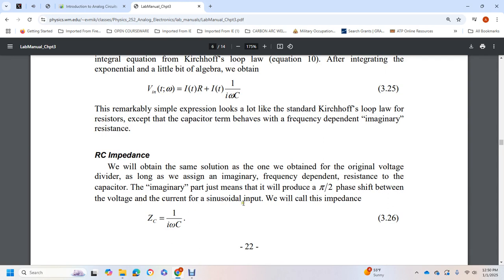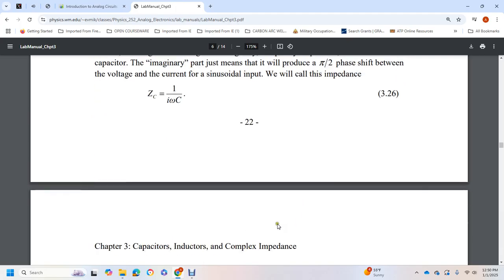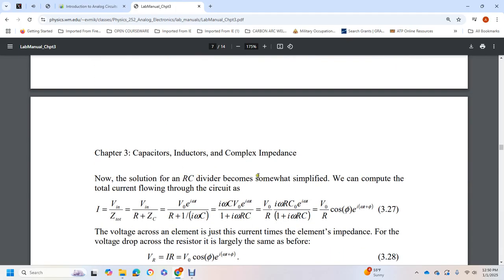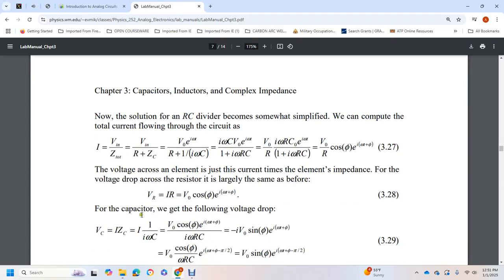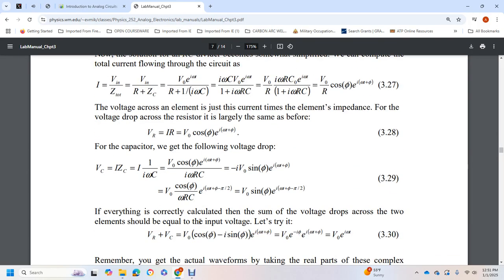This quantity is called the impedance of the capacitor, equal to 1 over the frequency times the capacitance. Now the solution of the RC divider becomes somewhat simpler. We compute the total current through the circuit, and the voltage across each element is the current times the element's impedance. This produces the voltage drop across the resistor, largely the same as before. For the capacitor, the following voltage drops.